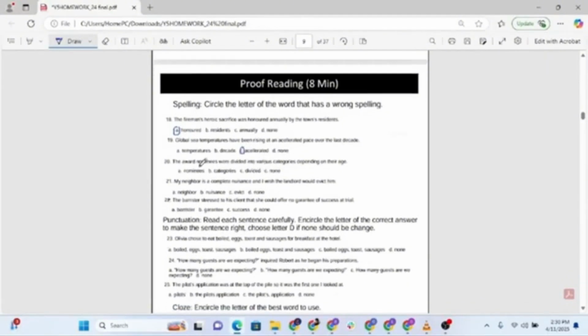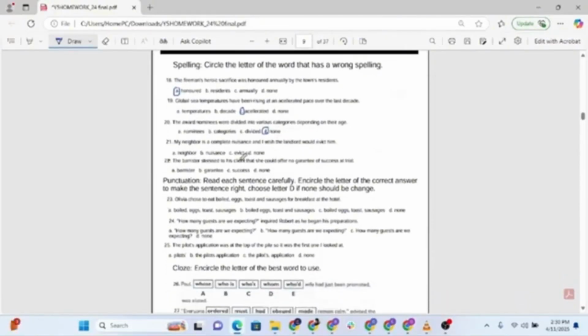Question 20. The award nominees were divided into various categories depending on their age. The correct answer is option D, none. Explanation. All of the words are spelled correctly. Nominees, categories, and divided are all correct. Question 21. My neighbor is a complete nuisance and I wish the landlord would evict him. The correct answer is option D, none. Explanation. All of these words are spelled correctly in American English. The word neighbor is correct in American spelling.